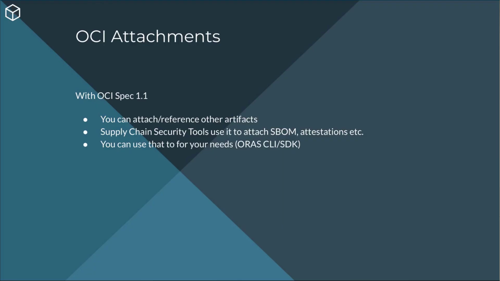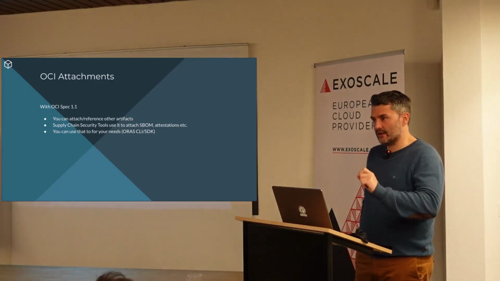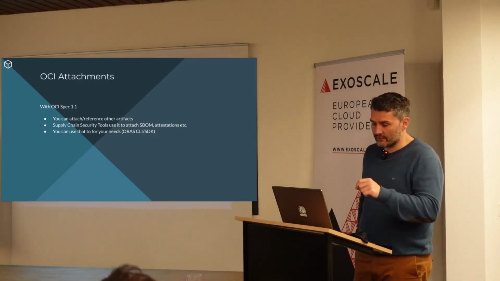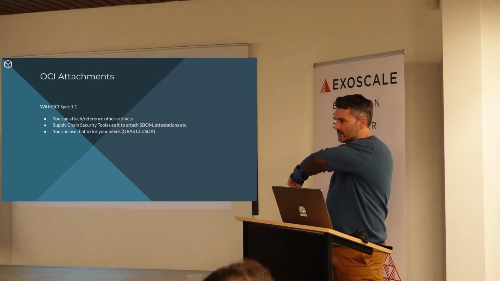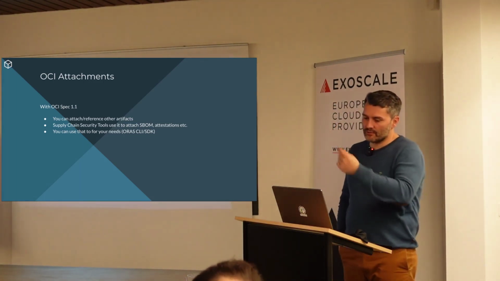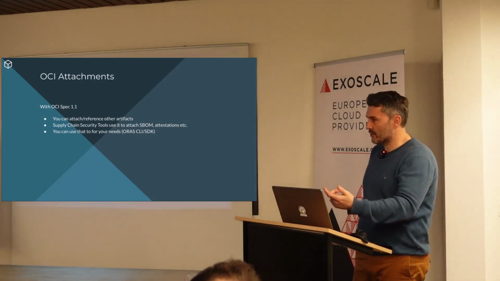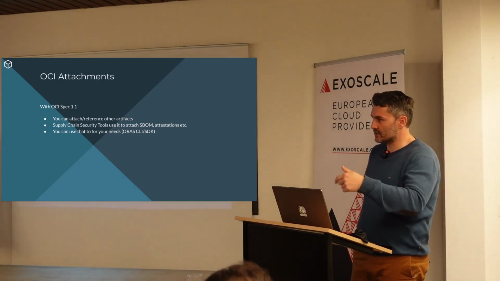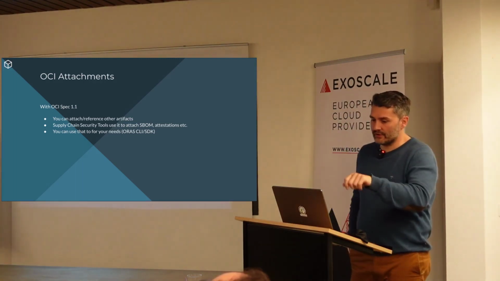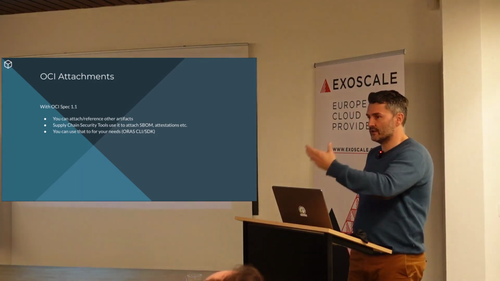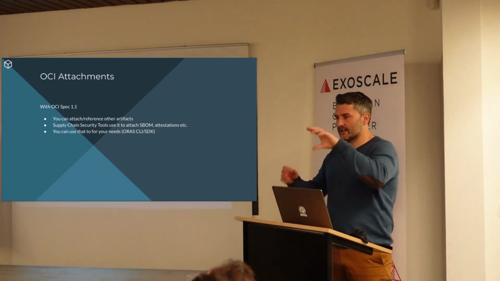And with the specification 1.1, which was released recently, you can create references in OCI images or OCI artifacts. So this means your OCI artifact is referencing another OCI artifact. This is mostly used for attaching SBOMs or attestations, like signatures, to images. This is happening with the reference. So you basically create a layer and it is attached afterwards.